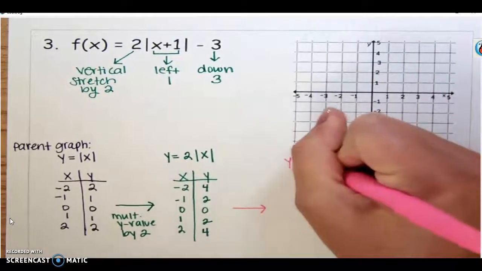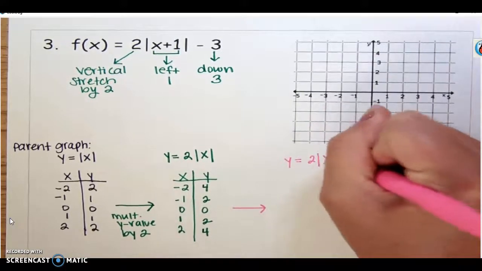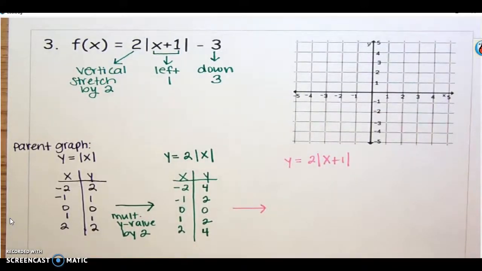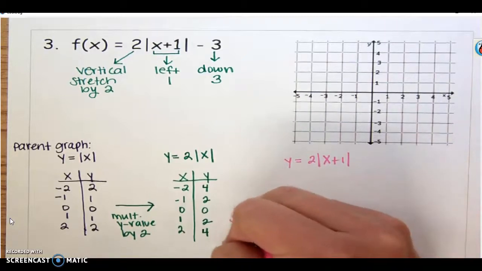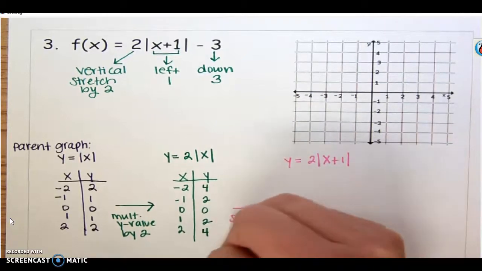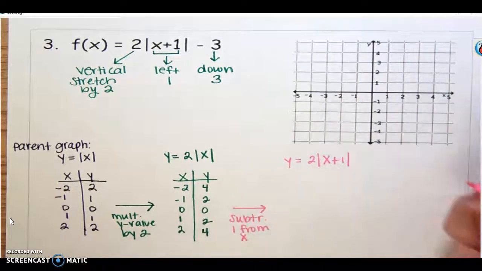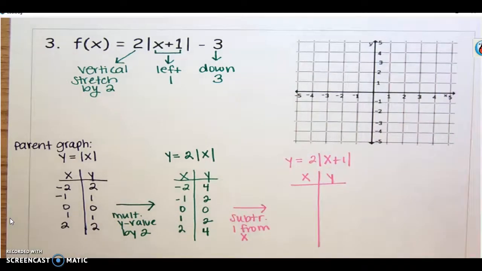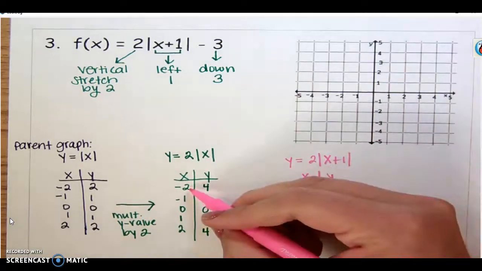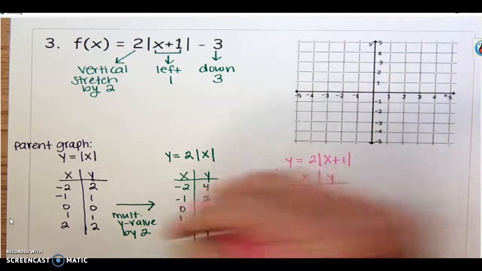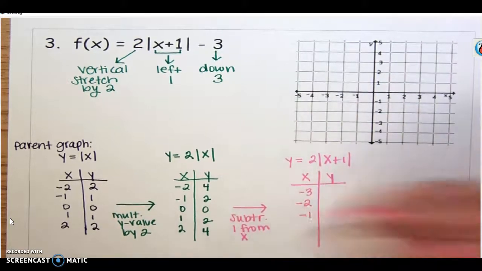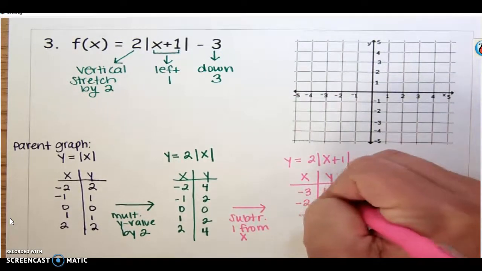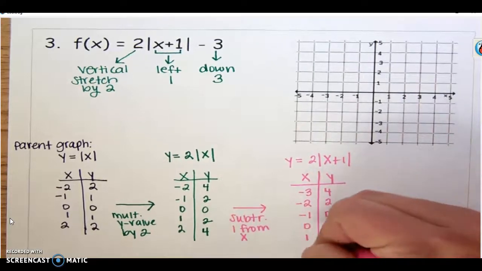So when I do this, I'm now going to have absolute value of x plus 1. If I want to move left 1, moving left is messing with your x value. So since we're moving left, you're going to subtract 1 from x. Okay, so we're making a new chart. This time you're subtracting 1 from all of your x values. So -2 minus 1 will give us -3, -2, -1, 0, 1. Your y values are going to stay exactly like they were from the last chart.